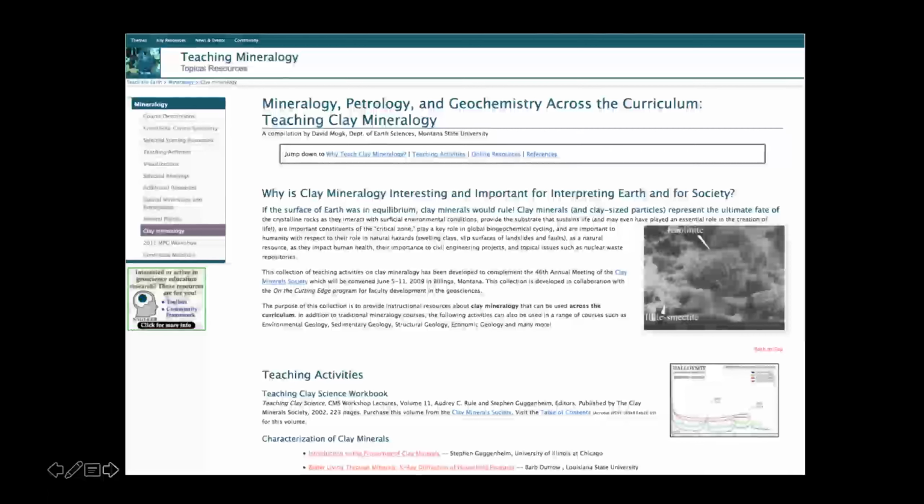This one is on teaching clay mineralogy. And we have had this online for some time, but you might recast this in thinking about clays as a special type of nanoparticle as well. It's extremely important in all aspects of the Earth and planetary system.